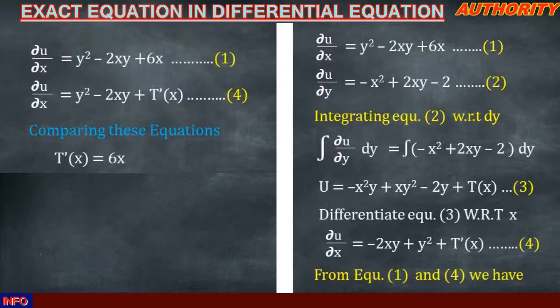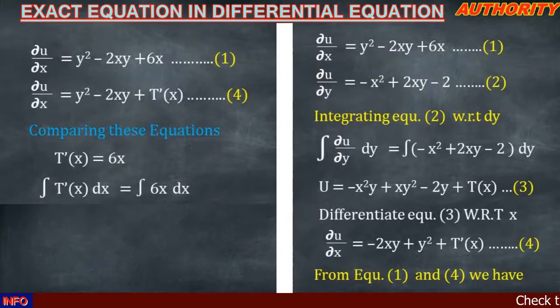So that means when we integrate this t prime of x, this prime is going to go, because the differentiated form of t of x is t prime of x. So since it is differentiated, when we integrate it, we neutralize that differentiation. All right, it will come back to normal. So that means we integrate both sides with respect to x.